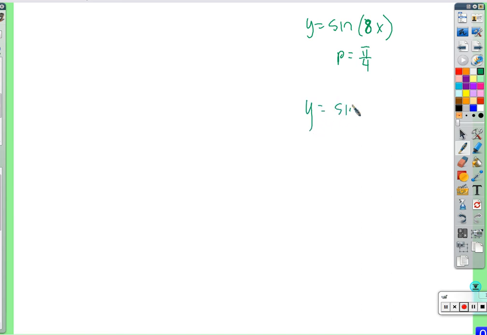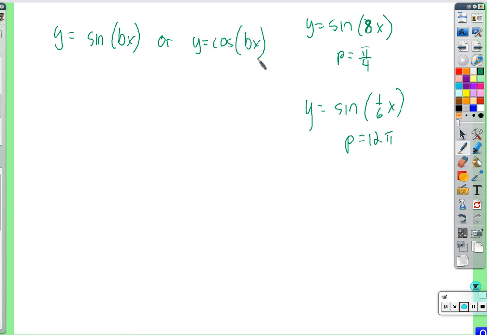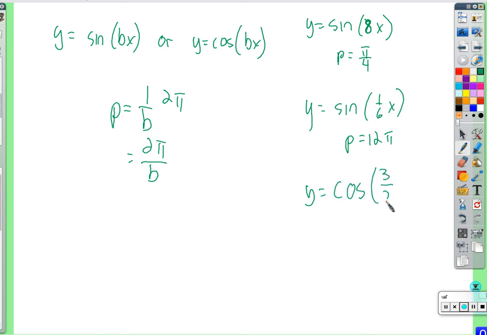How about y equals sine of 1/6 x? 6 times 2 pi, which would make it 12 pi. You're right. So in general, where y equals the sine of b times x, we're using b instead of a, because we already used a, or y equals the cosine of b times x, then the period, how have we figured out that period? What is the equation? The reciprocal of b, that'd be 1 over b, times 2 pi, you got it. Or we could make it look like this, 2 pi divided by b. Yeah, very good. So then, what is the period of y equals cosine of 3/2 x?